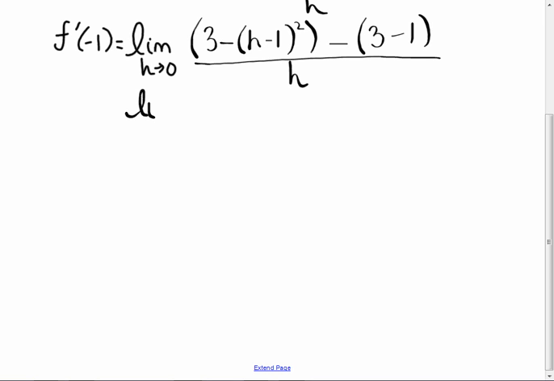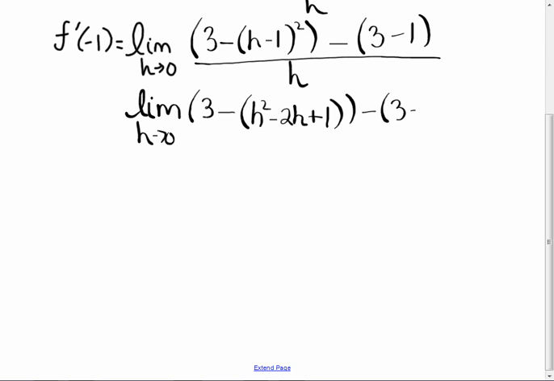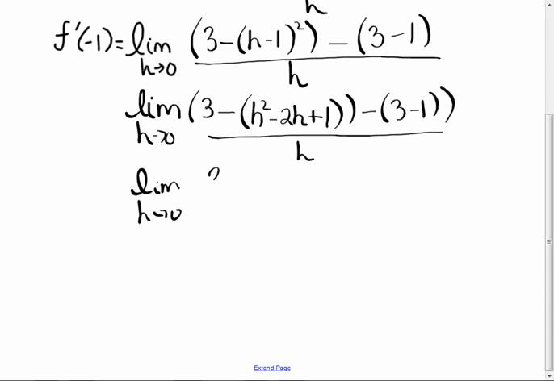So it's the limit as h goes to 0, and it's 3 minus, parentheses, h squared, what's the next term? Minus 2h plus 1. You should be able to multiply out a binomial. We've squared things a lot of times. We should be getting quicker at that. Minus 3 minus 1. It doesn't matter. So it's 3 minus h squared plus 2h minus 1 minus 3 plus 1.